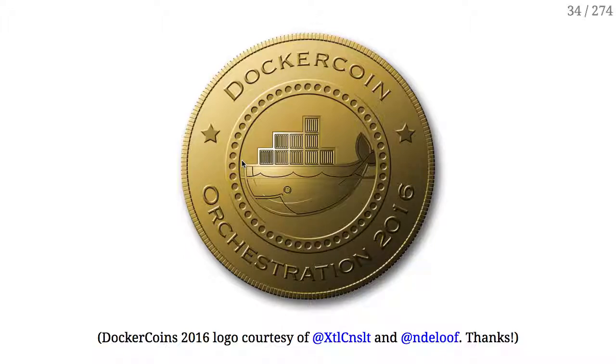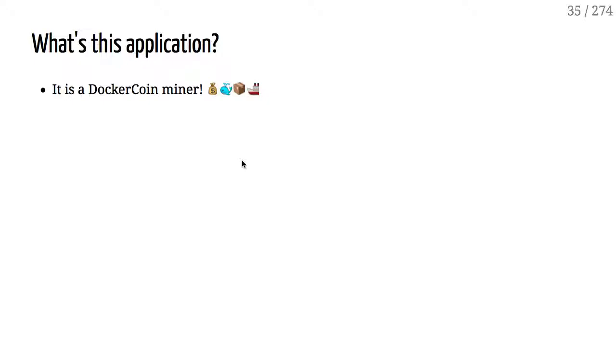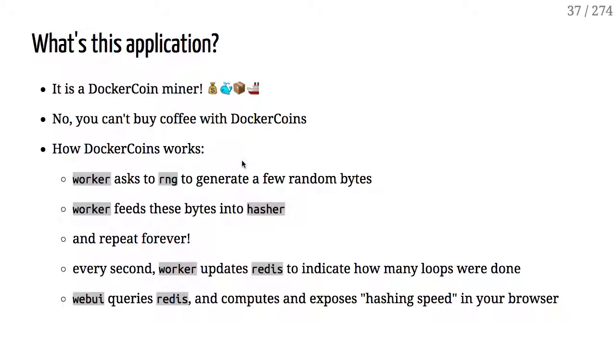So what is this application exactly? It's a Docker coin miner. Unfortunately, Docker coins are not an actual cryptocurrency, which is a shame because I would be rich by now. The way it works is that the Walker is doing an infinite loop. During this loop, it talks to the RNG web service, the random number generator, which generates random bytes. So you do a GET to RNG and it sends you a bunch of random bytes. Then the Walker posts those random bytes to Hasher.